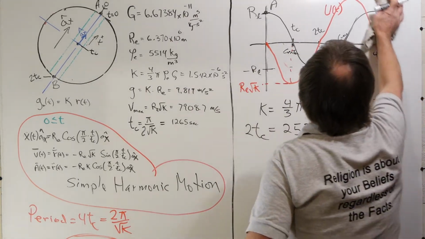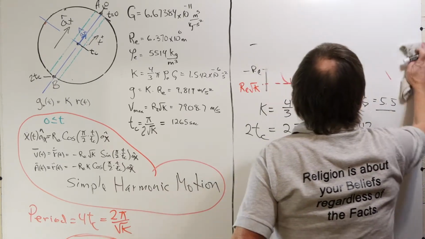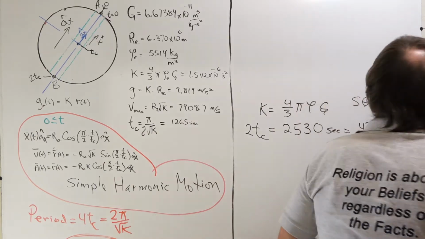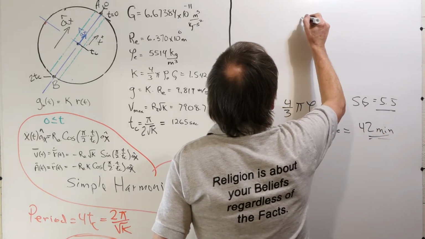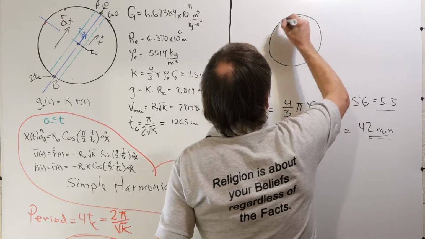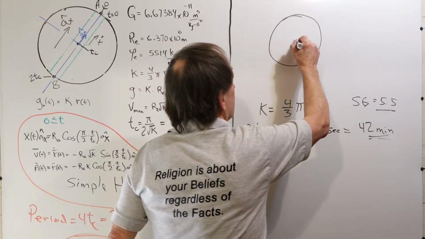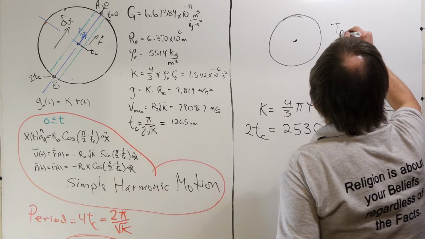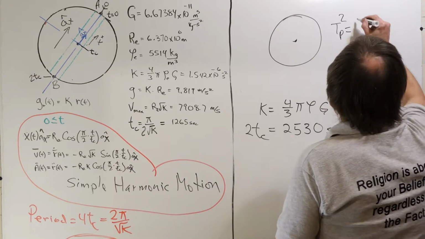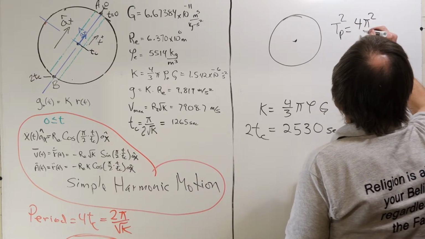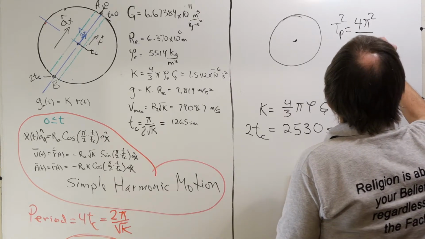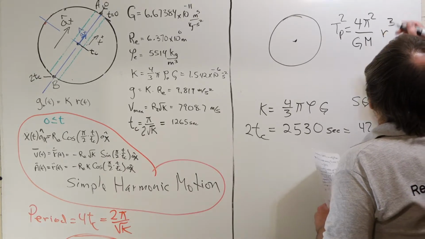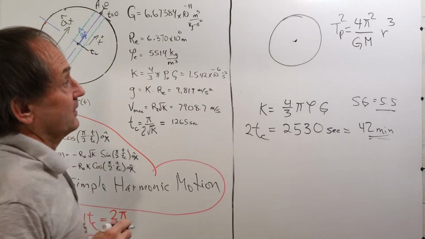Kepler's third law has to do with orbital periods about a mass. So if we have, say, a spherical planet, Kepler's third law tells us that the orbital period squared is equal to 4 pi squared over big G times the mass of the planet times the orbital radius cubed.